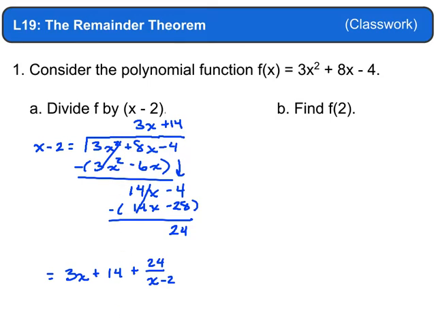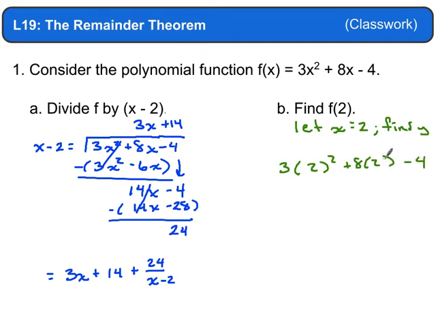So if we compare that to part B where it says find f of 2, what they mean is they are saying let x equal 2, and then it says find y. That's basically what that stands for. So we're going to take our function, which is f, and we're going to plug 2 into each of these places. So we're going to say 3 times 2 squared plus 8 times 2, and then minus 4.